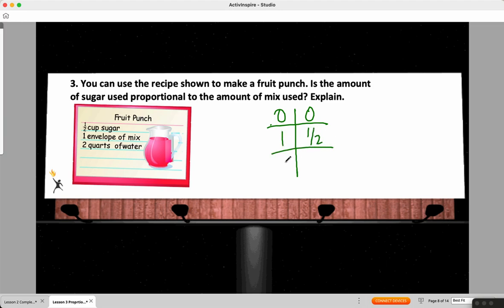What if I use 2 mixes? Wouldn't I use 1 cup of sugar? Is this still the same? Well, this is 1/2 over 1, so that's 1/2. 1 over 2, 1/2. So yes, this is proportional.